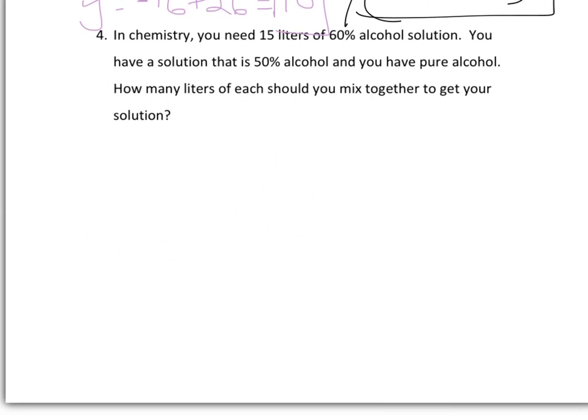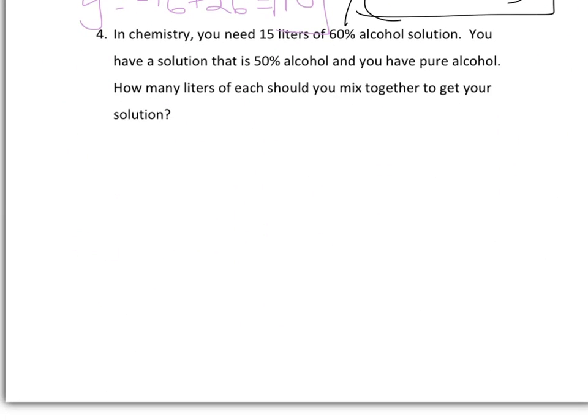All right, last problem, the word problem. In chemistry, you need 15 liters of 60% alcohol solution. You have a solution that's 50% alcohol and pure alcohol. Pure alcohol is going to be 100% solution. How many liters of each should you mix together to get your solution? So you're going to need two different variables, right? You're going to need two equations, two variables.